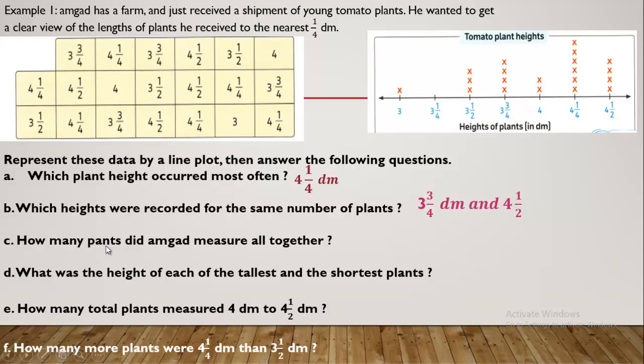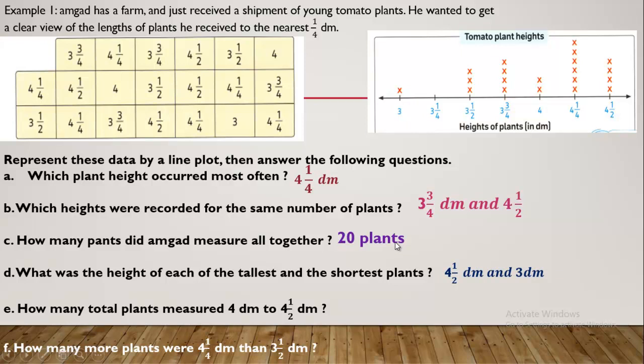How many plants did Amgad measure altogether? We have 20 plants. We will count all of these x's: 4 and 6 is 10, 10 and 2 and 4 and 6 is 16, then 3 is 19, and 1 is 20 plants. What was the height of the tallest and shortest plants? The tallest one is 4.5, and the shortest one is 3 decimeters.